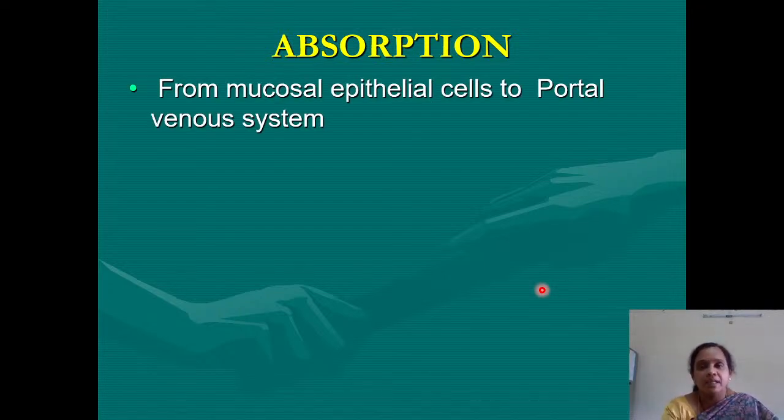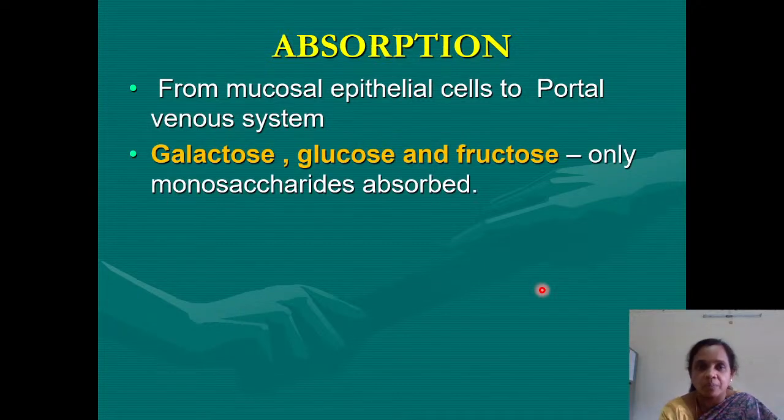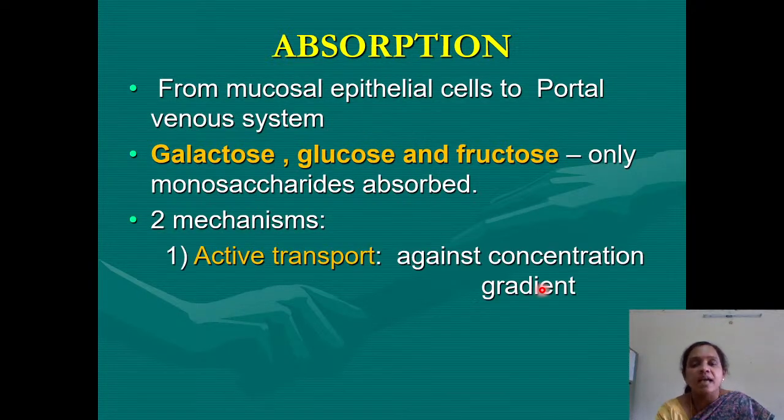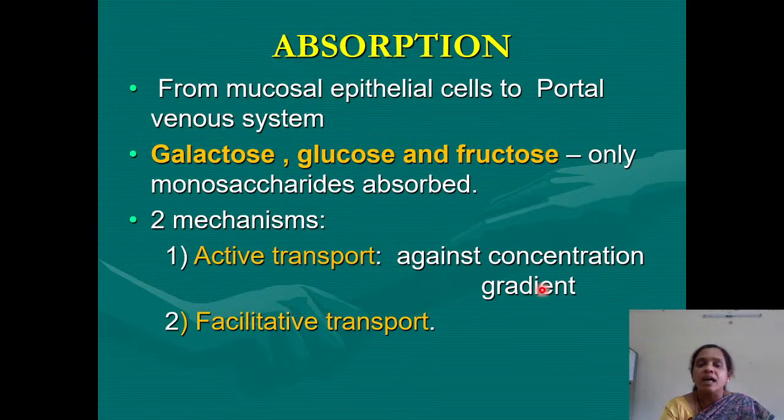From the mucosal epithelial cell to the portal venous system, that is what we call absorption. Galactose, glucose and fructose are the only monosaccharides that are absorbed. Whatever complex carbohydrate you take, these are the monosaccharides that could be absorbed. There are two mechanisms by which this absorption takes place. One is active transport, which occurs against the concentration gradient. The other one is facilitated transport. We'll see what this facilitated transport is.